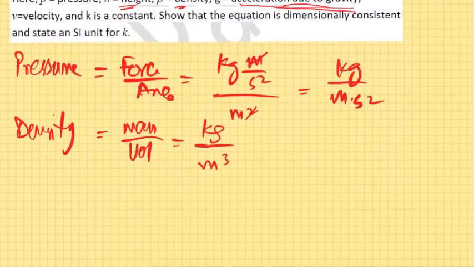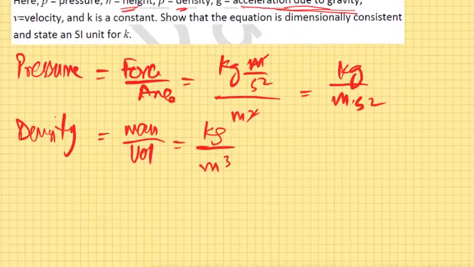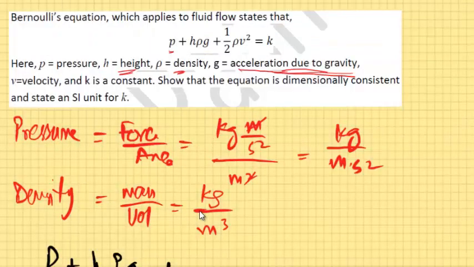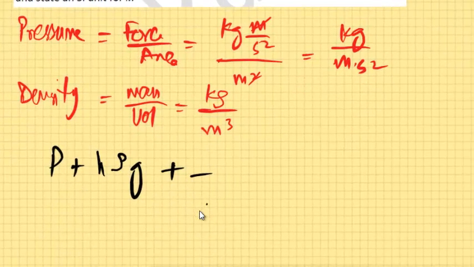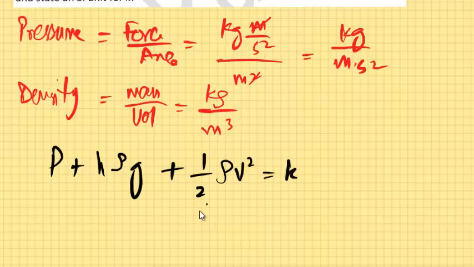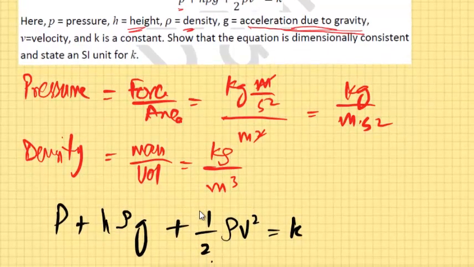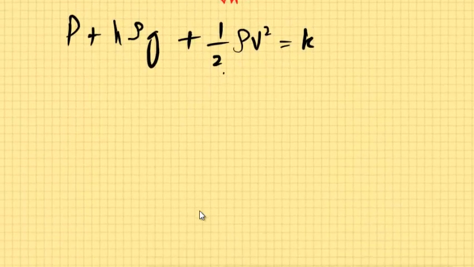So I'm writing this equation again here. What the equation says is P plus H rho g plus one over 2 rho V square equal K. Alright, so you can see that this is the equation, P plus H rho g plus 1 over 2 rho V square equal K. Now if I try to check whether the equation is homogeneous or not, I'll start putting in the values.